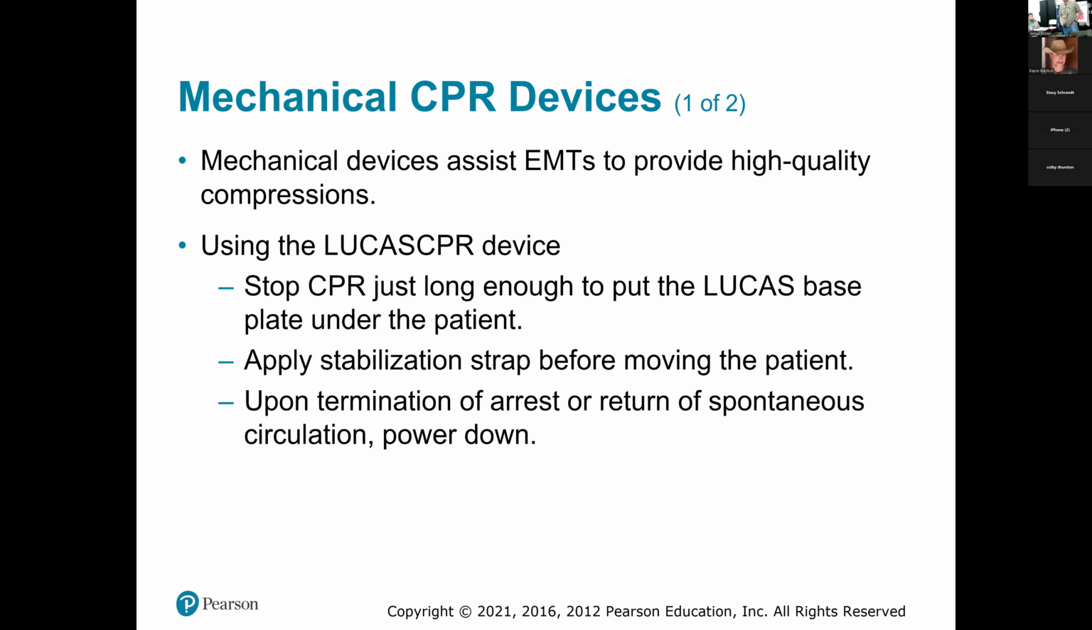It does not take long to put these devices on. Less than 10 seconds if you plan it out right. We'll stop CPR, put the back portion underneath, have them resume CPR while we're getting the top portion ready. Once we're ready to apply it, stop CPR, apply it, and it usually takes probably 10, 15 seconds to get this thing on with minimal interruption to CPR.